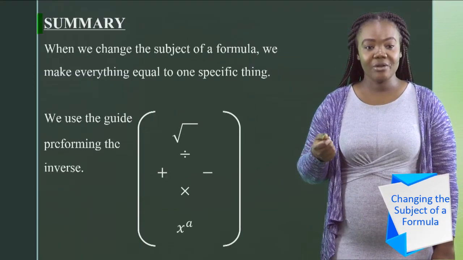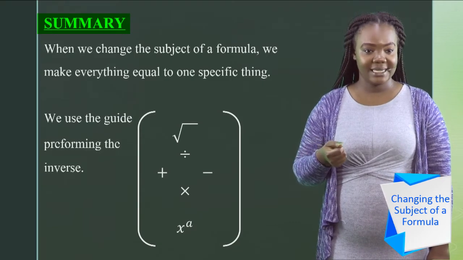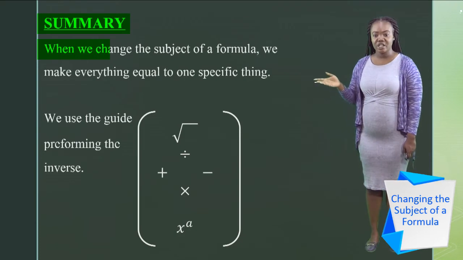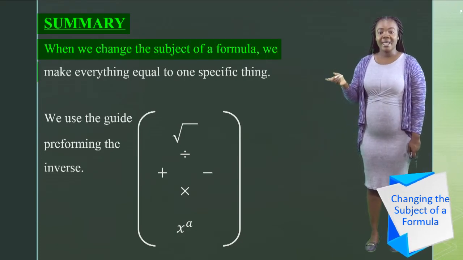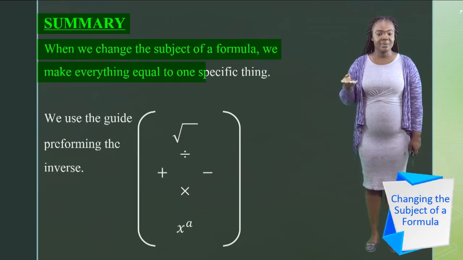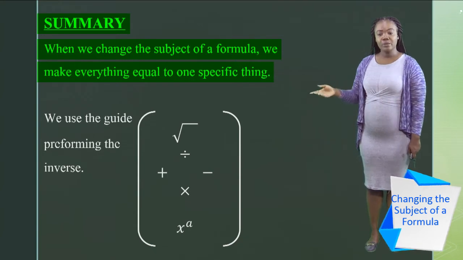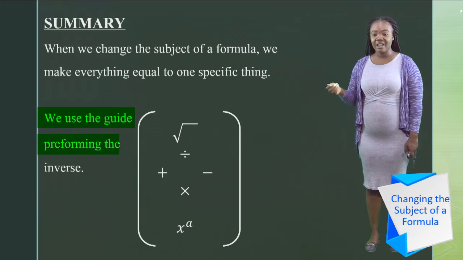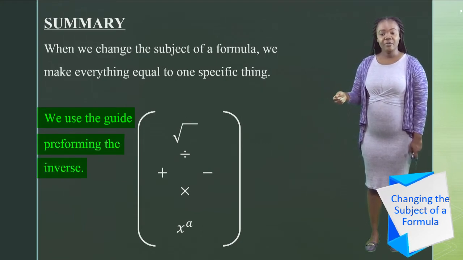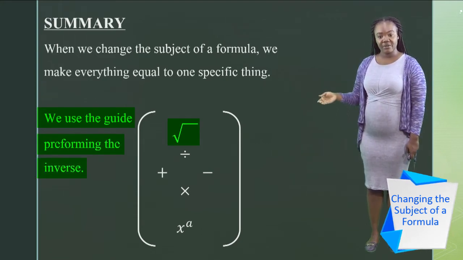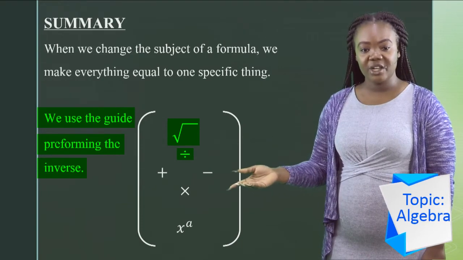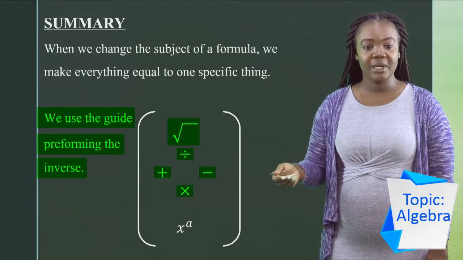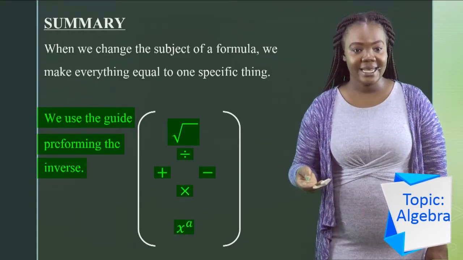So let's recap what we did for this lesson. We said that when we change the subject of a formula, we make everything equal to one specific thing. Now using our guide, we use that and we perform the inverse of every operation. If we can find a root, we perform the inverse of that root. If we can find division, we perform the inverse. Likewise for addition, subtraction, multiplication, and for the index.